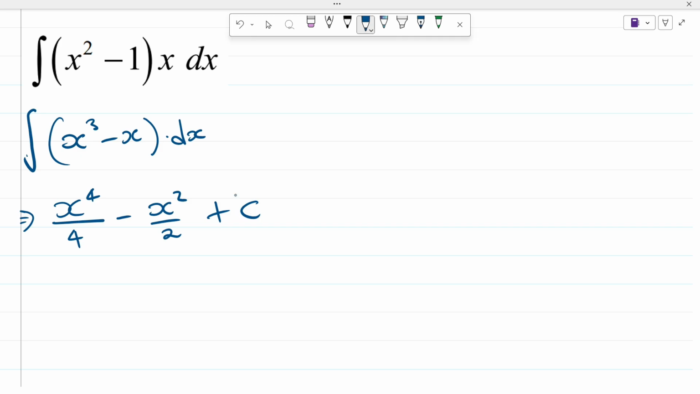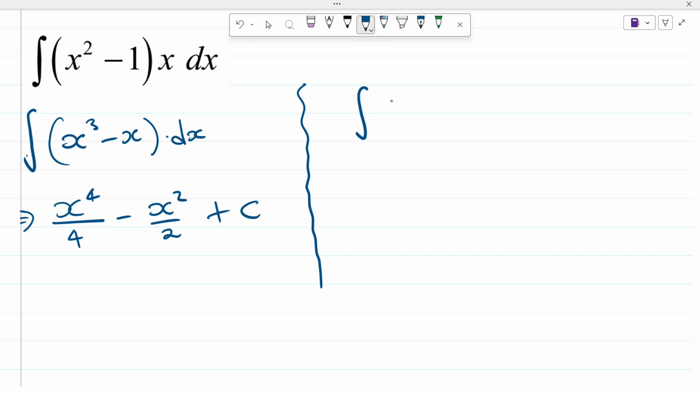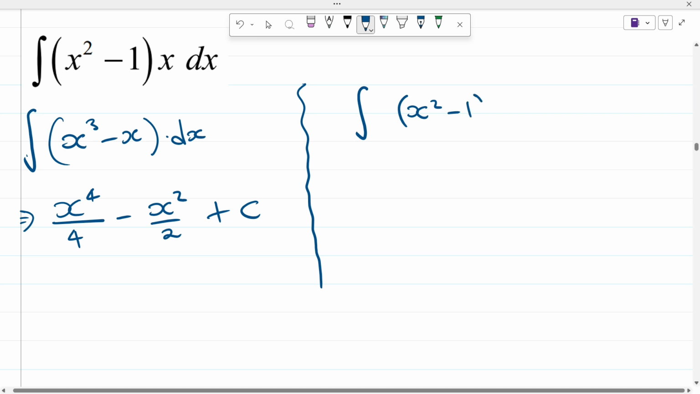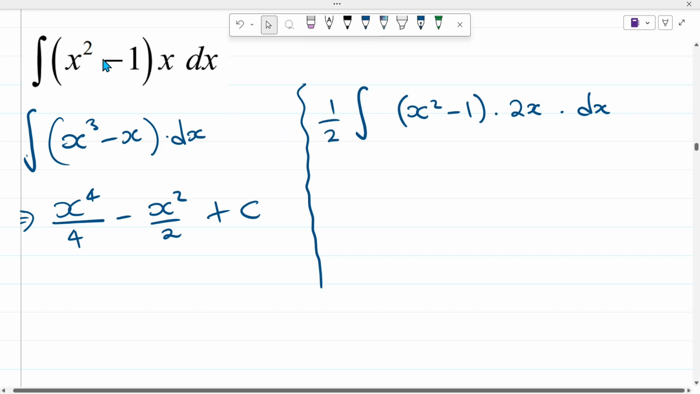Or we can just apply the general power rule by first rewriting that nicely, because if we let this be our f of x, we can make this our f of x as well by cooking the coefficient, because we know that the derivative of x squared minus 1 should be 2x, right? So let's rewrite this first. That means here we have x squared minus 1 multiplied by 2x dx multiplied by 1 over 2. So the 2 and 2 cancel out, we go back to the same thing.